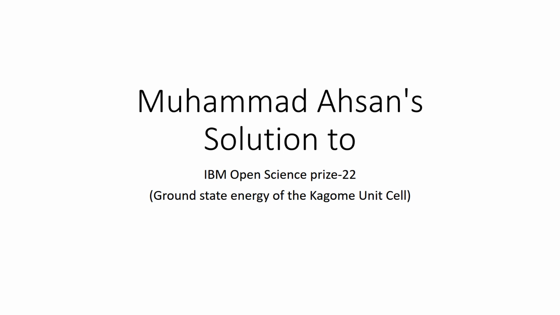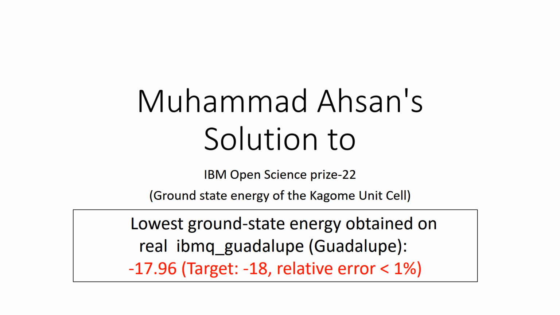Hi everyone, in this short video I would like to briefly explain my solution to the IBM Open Science Prize 2022 problem, which was to quantum compute the ground state energy of a Kagome unit cell. My solution obtains the ground state energy that is within 1% relative error of the actual value.